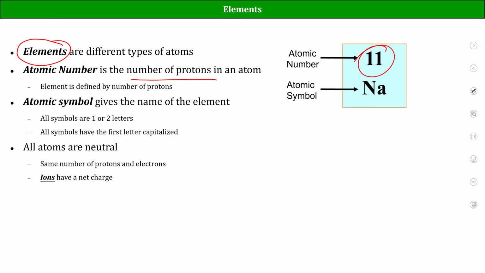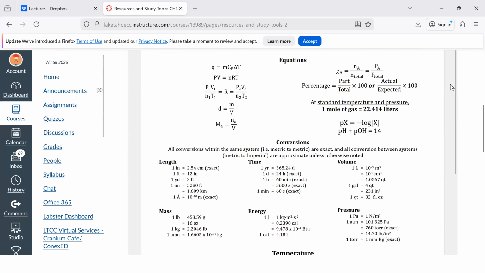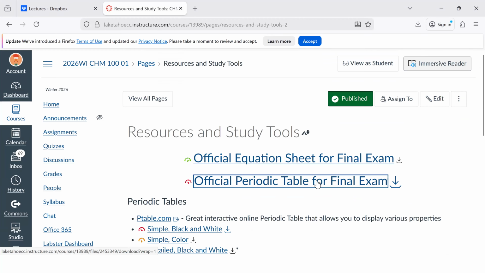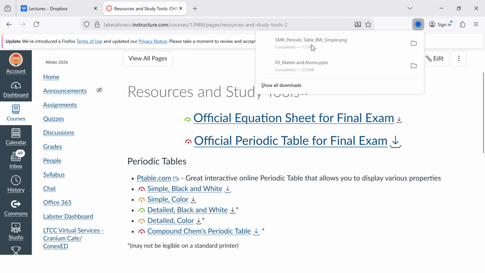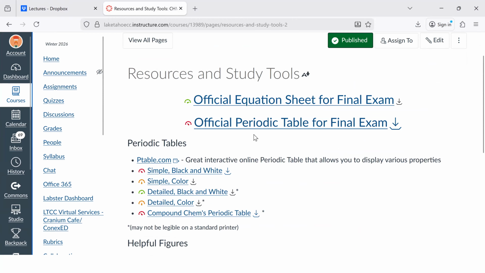The atomic symbol is the two-letter abbreviation. Right? The atomic name is just the full written out name of that element. So they all kind of mean the same thing. If I go to the periodic table, it'll be on the final. And it opens up eventually.